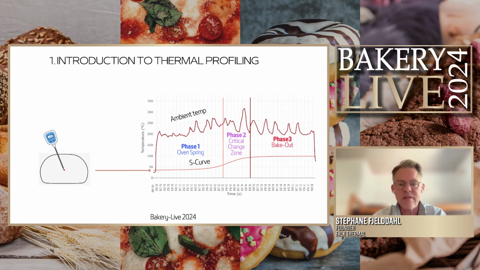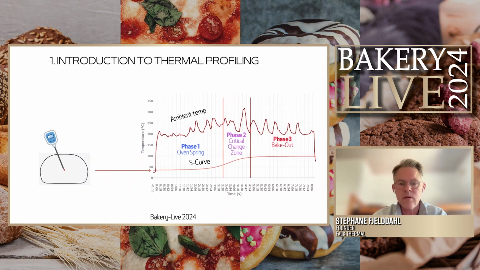And finally, phase 3, the bake-out, which corresponds to mostly the finalization of the bake, including the coloration. This is where your product is getting color, through the Maillard process mostly.